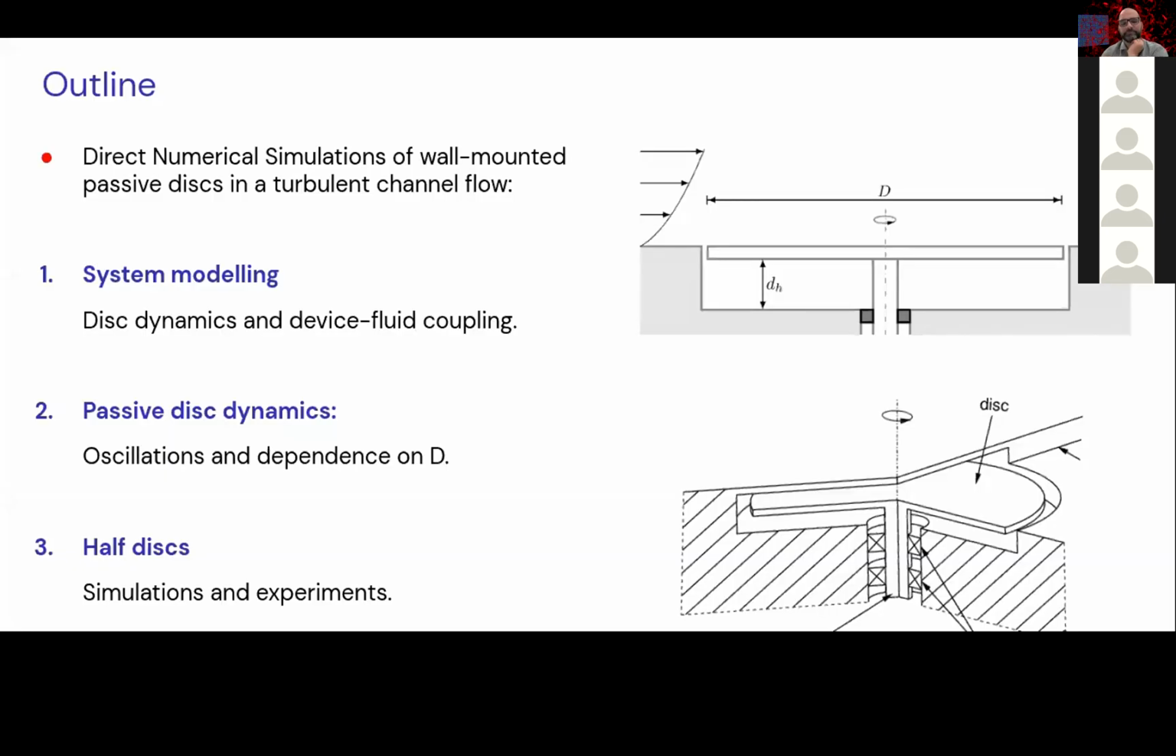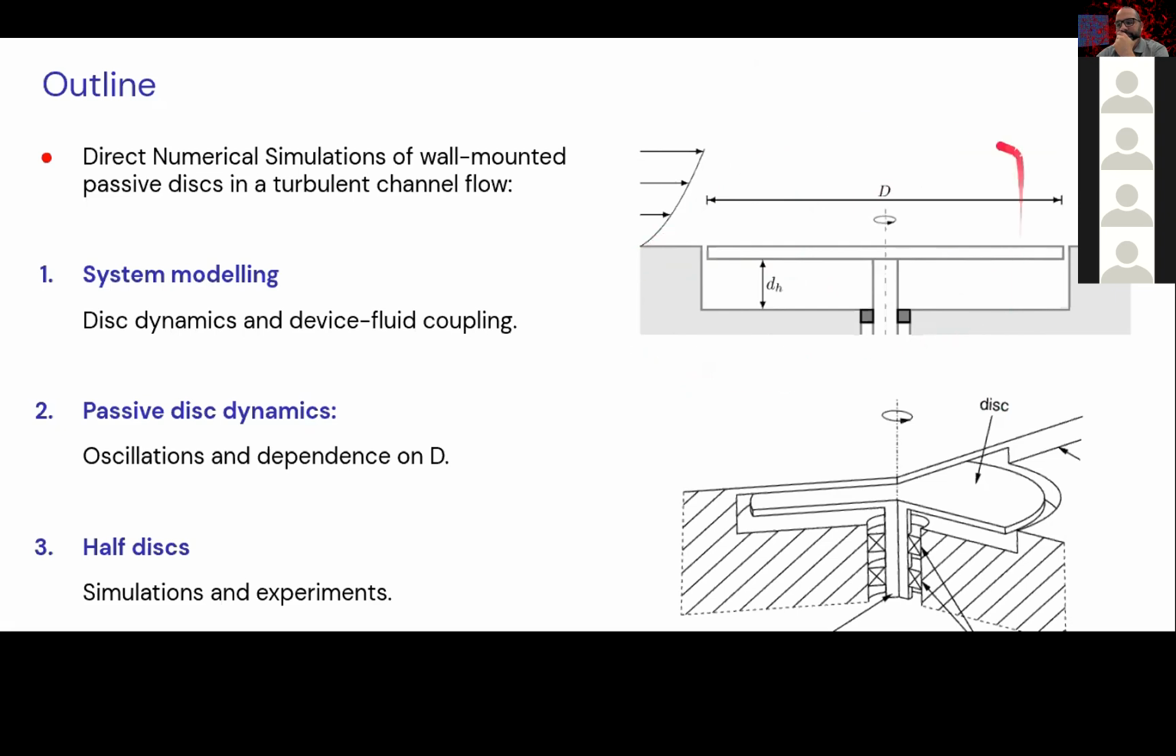So a brief outline here. This work is concerned with the numerical study of simulation, DNS, in channels of these devices. These devices are essentially a disk which is fitted in a cavity on the wall. So there's the fluid flow. This is the solid wall, and this is our solid disk. It's a cross section, and we'll expand a bit later on this.